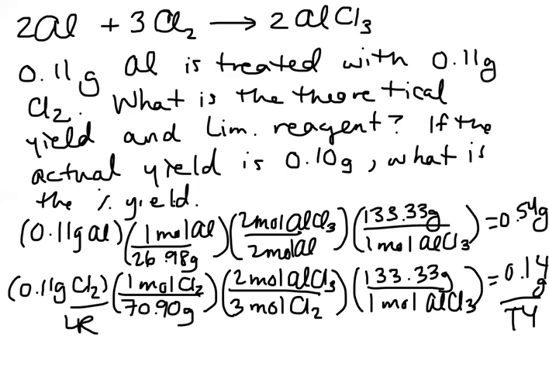You can't just box the answers. You have to actually tell me TY or LR, or theoretical yield or limiting reagent. Make it clear that you know which is which. And finally, your percent yield should be 0.10 over 0.14 times 100%. That'll give you 2 sig figs, which gives you 71% yield.